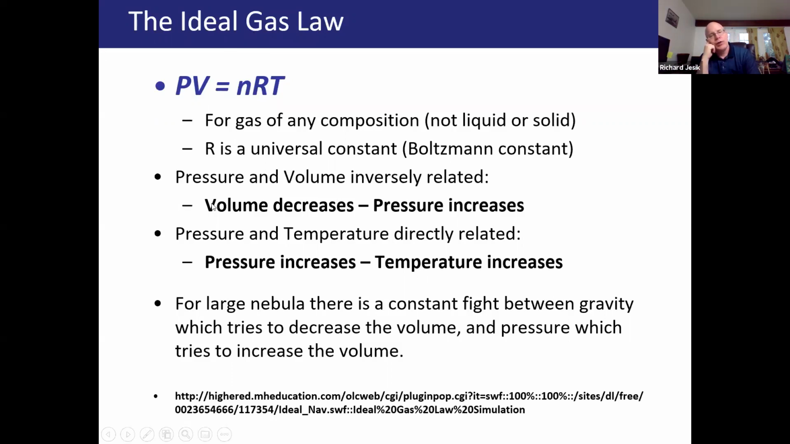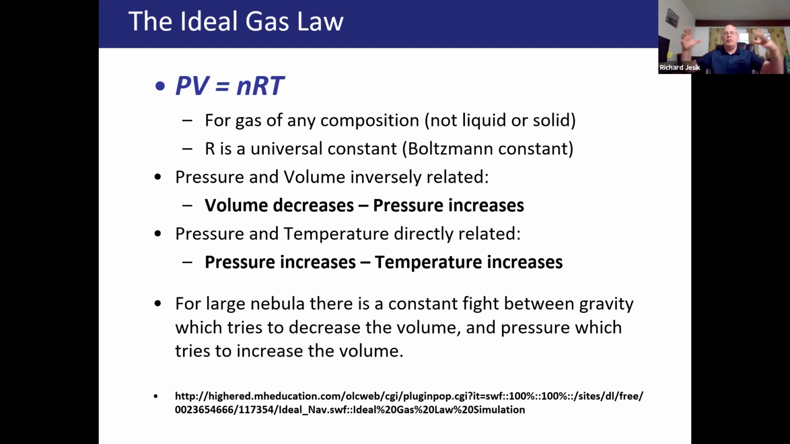When the volume decreases, the pressure increases. This is the one that's important to us in astronomy. And when the pressure increases, the temperature increases. Okay, forget about the math for this anyway. All we need to know is when something shrinks, the pressure increases.